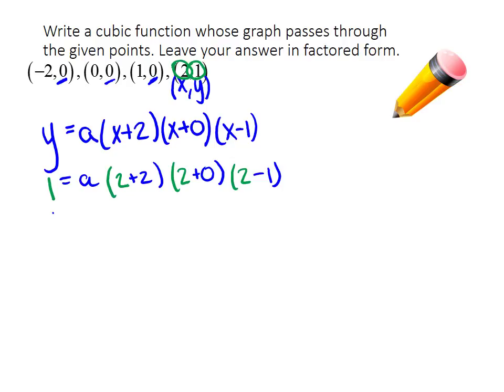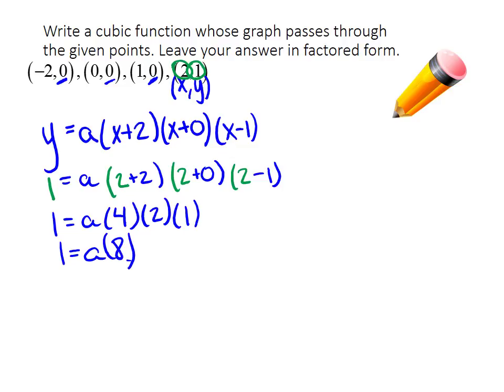Let's do a little bit of work. Bring down your 1, your a. Let's take care of these parentheses. Simplify another step. 4 times 2 times 1. Divide both sides. A equals 1/8.